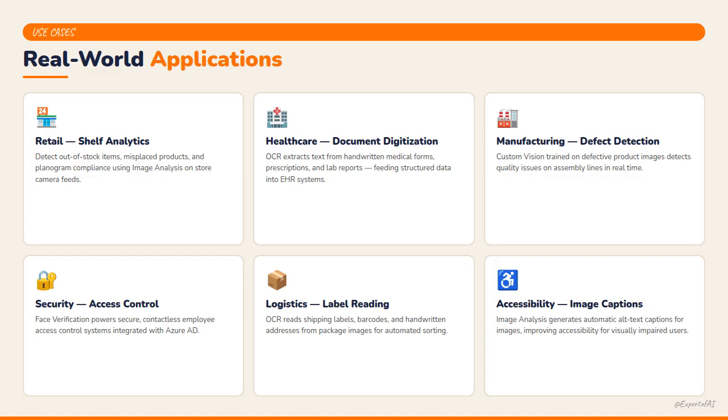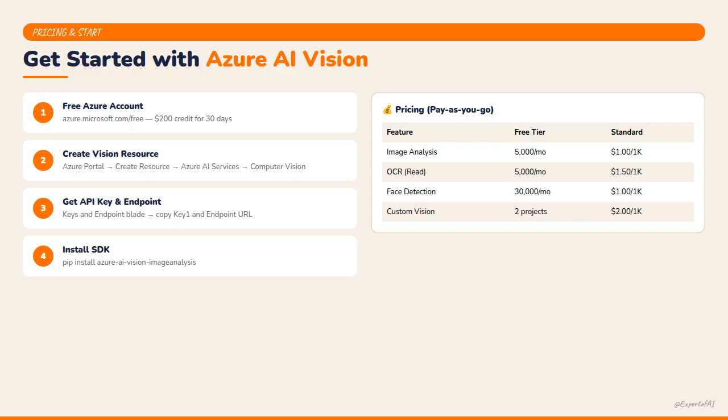Where is Azure AI Vision used in the real world? Retailers use image analysis on store camera feeds to detect out-of-stock items and planogram violations. Healthcare organizations use OCR to digitize handwritten medical forms and prescriptions. Manufacturers use custom vision to detect product defects on assembly lines in real time. Security systems use face verification for contactless employee access control. And accessibility tools use image analysis to generate automatic alt text captions for visually impaired users.